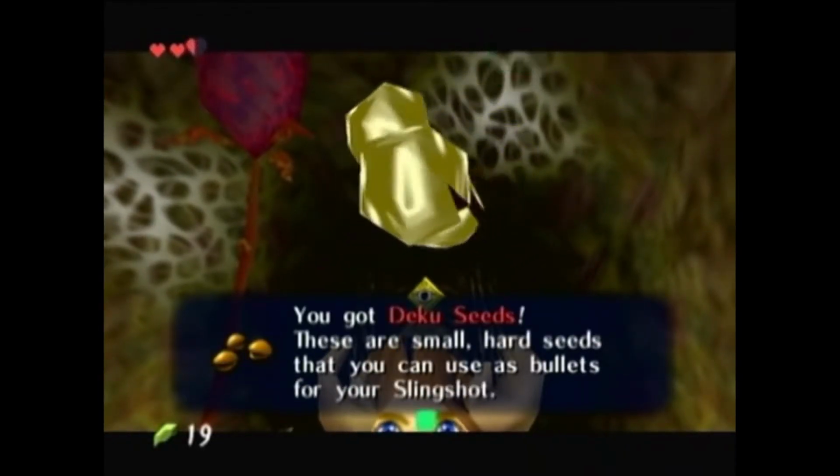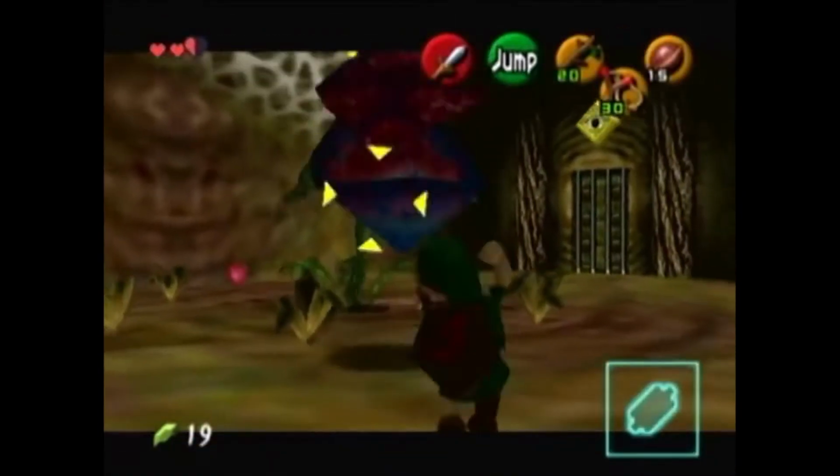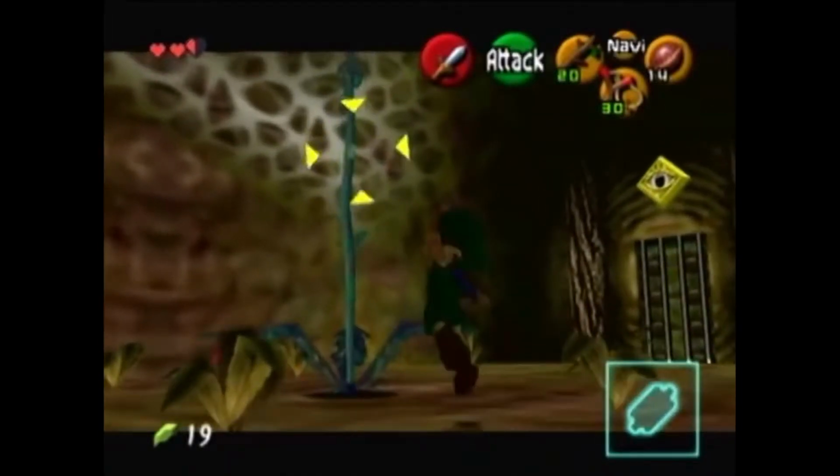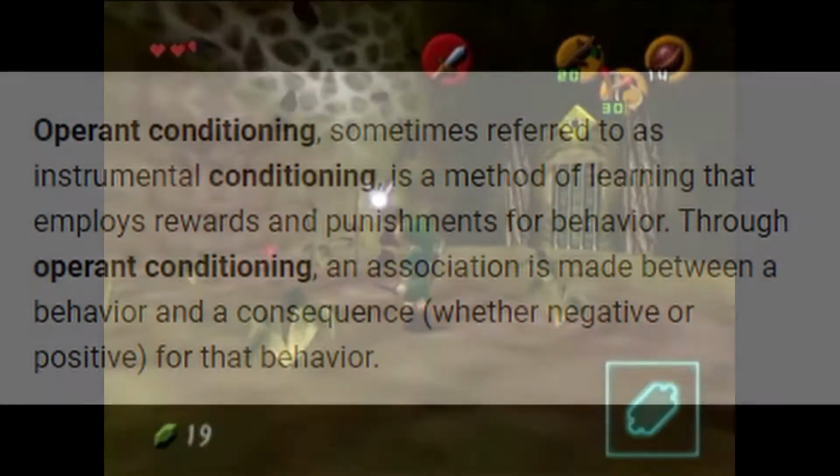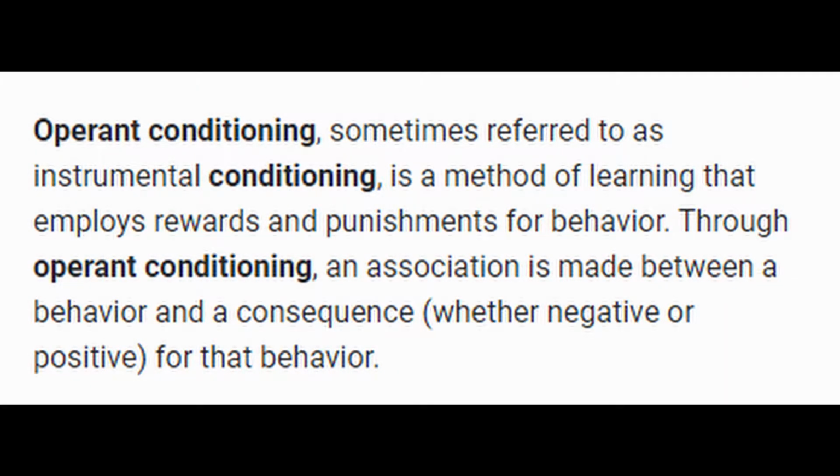But our next concept is something a bit more in your face, to the point where it's basically a conscious decision to be trained. This one is known as operant, or instrumental conditioning, and it's a bit more complicated than just ringing a bell before you feed your dog.